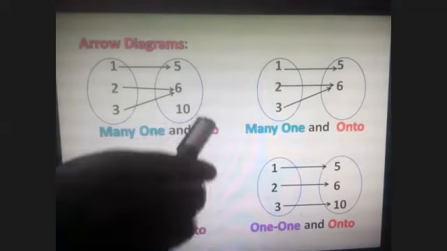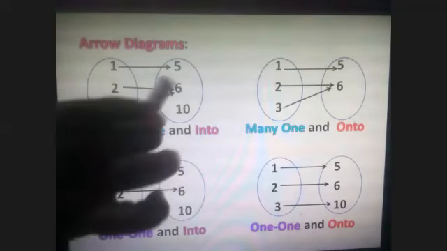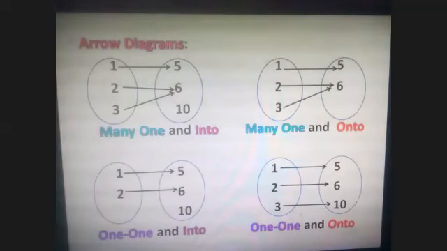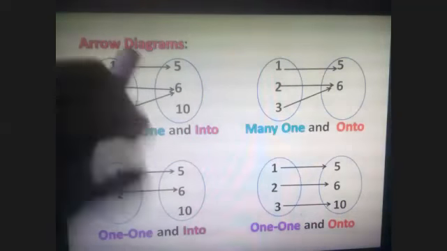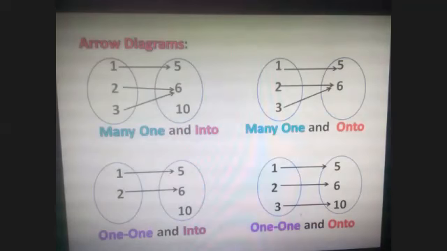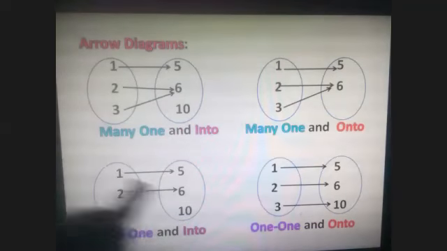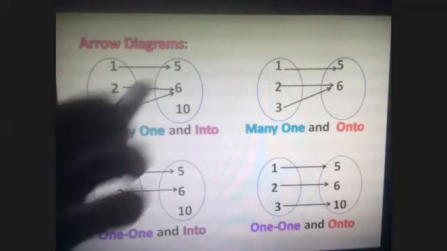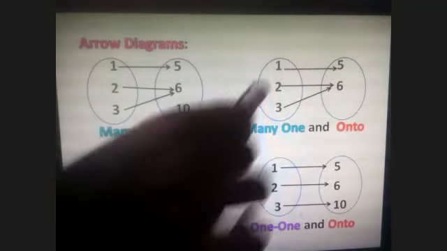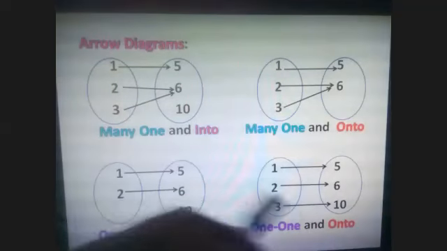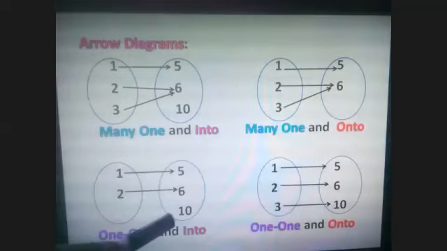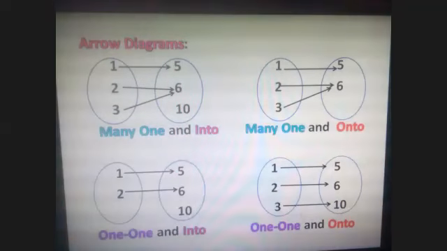Many one into, it is many one because at least one pair has the same image. There is no function like one to many. One element cannot have two images. It will not be a function. One element can have only one image, but many can have one image. That will be many to one. These two are many to one. These two are one to one. This is into. This is onto. This is also into. That is onto.